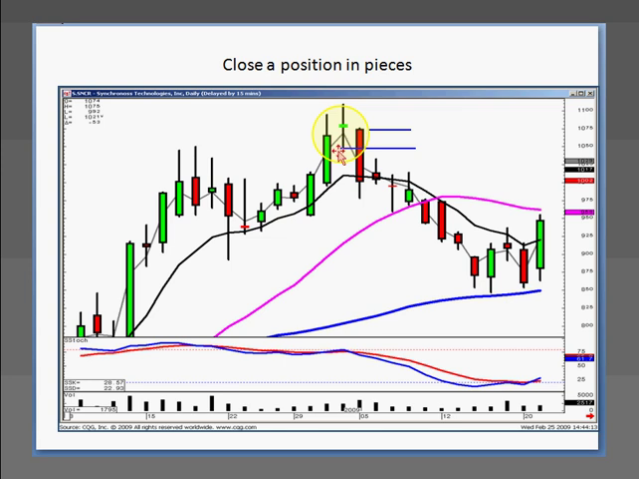The other side is if it comes back down through the low of the doji of the previous day, that pretty well confirms the bears are there. We want to close out the whole position.